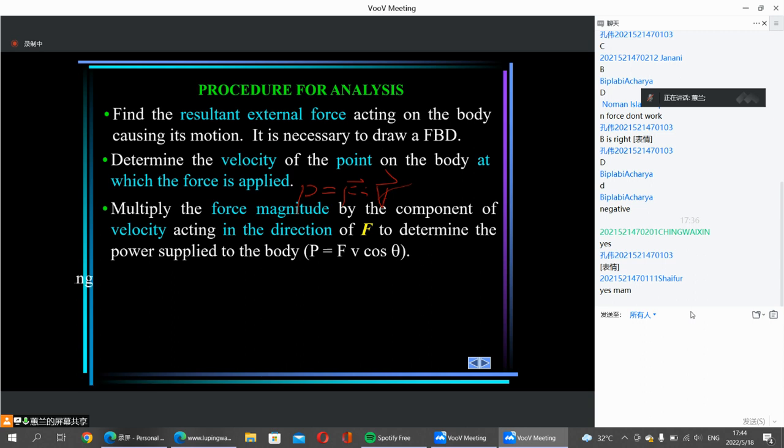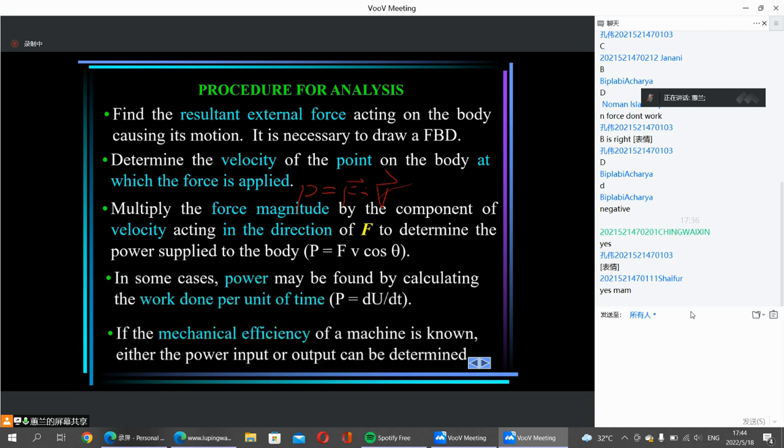So if the force is perpendicular to the velocity, there will be no power. This should be easy to understand, right? Just like if the force is perpendicular to the displacement, there will be no work, and power is actually work per unit time. No work, no power.